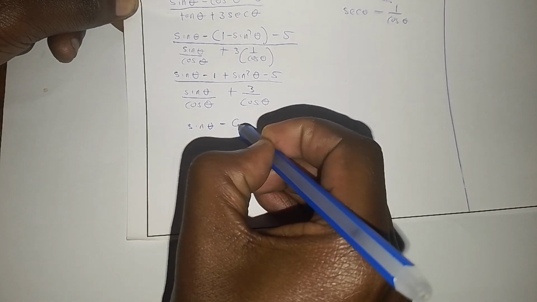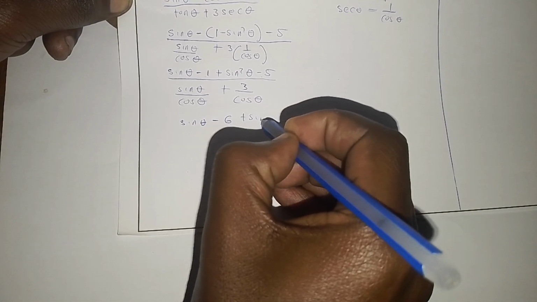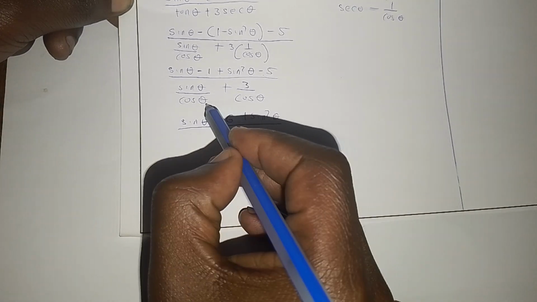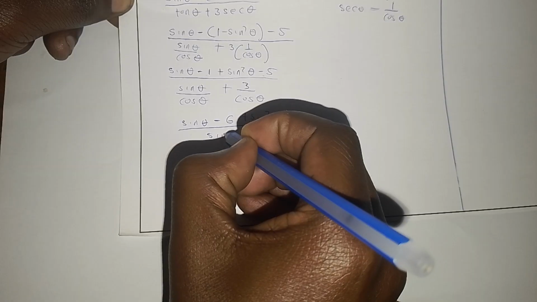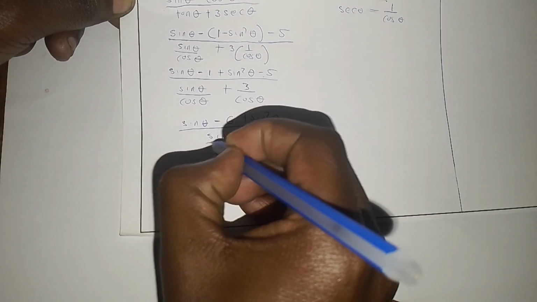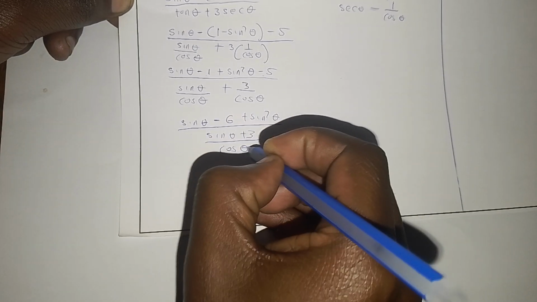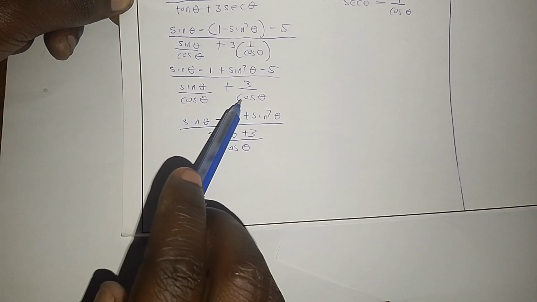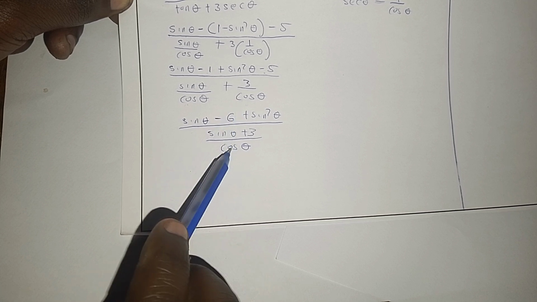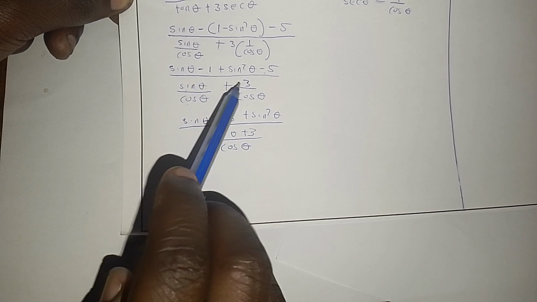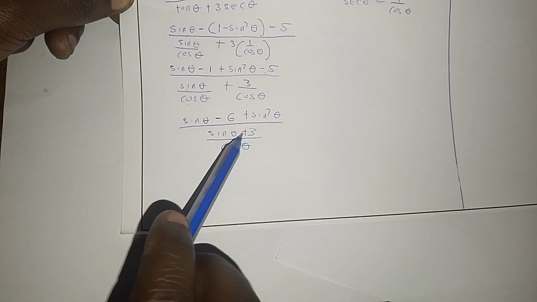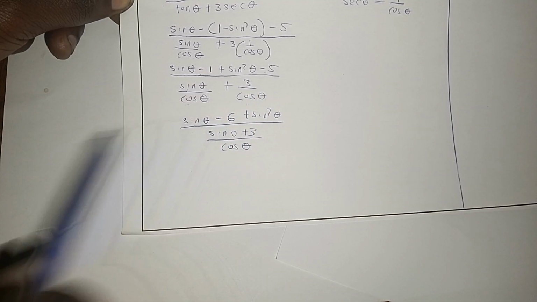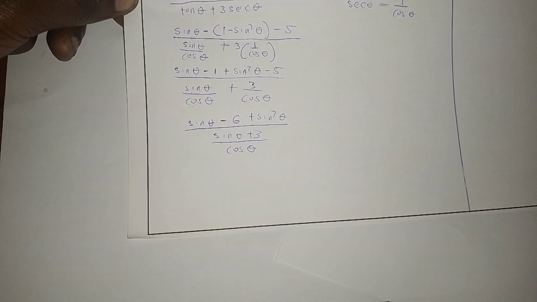I'm going to have negative 6 plus sine theta squared. Then I put the denominators under one: sine theta plus 3 over cos theta. Since cos theta and cos theta are the same, you can just put one cos and add sine theta plus 3. Here, negative 1 minus 5 is negative 6. I have this form here.